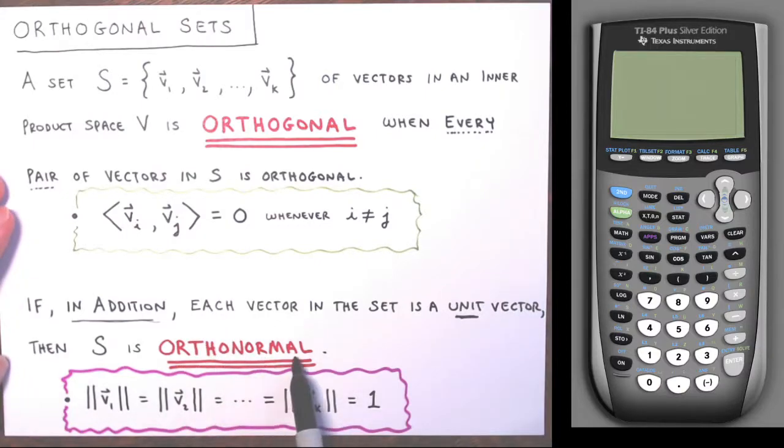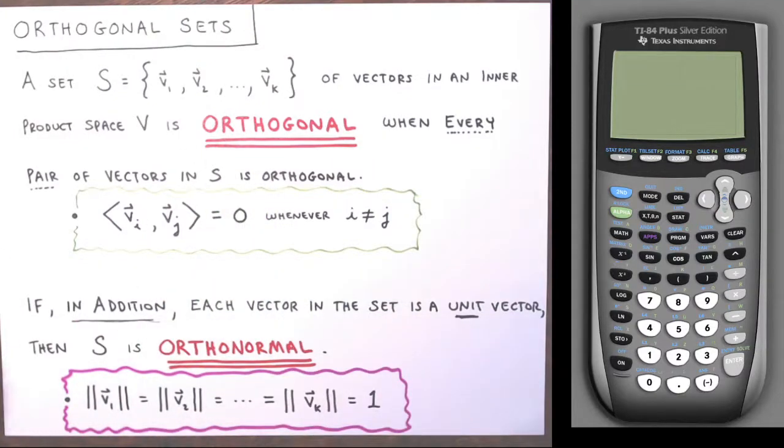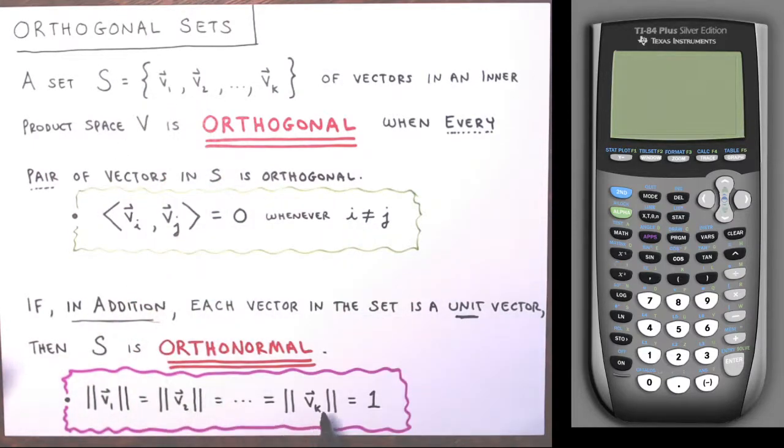So an orthonormal set is an orthogonal set. Every pair of vectors that aren't the same will have an inner product of 0. And on top of that, in an orthonormal set, the norms of every vector will be 1. Every vector is a unit vector in the set. So the norm of v1, the norm of v2, all the way up to the norm of vk will be the number 1. And if you find any vector whose norm is not 1, then you can't have an orthonormal set.